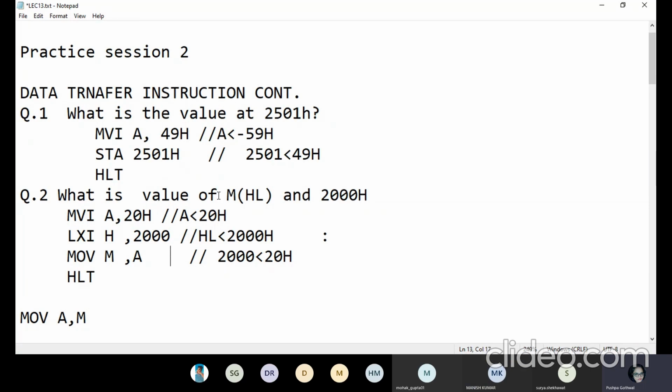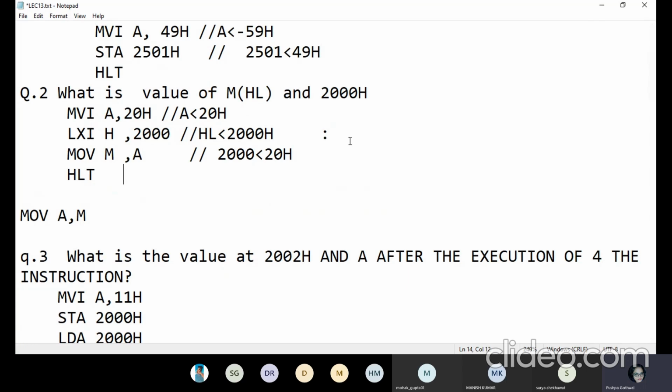So here, according to this program, what is the value of M? Anybody can give the answer. What is the value of M according to this program? 2000H is the value of M, and 2000H contains this content. So the answer will be 2020H. This is the answer.